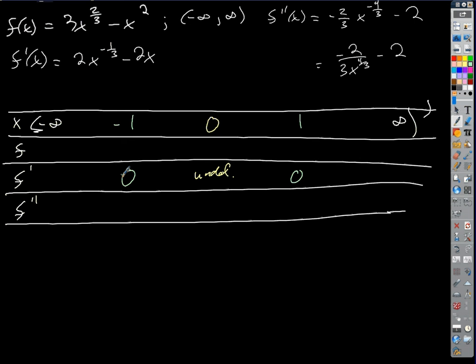Now we evaluate the second derivative at 1. Okay, let's evaluate the second derivative at those places. So at 1, what's the value of the second derivative? Negative. So it's negative, so what's that tell us? It's concave. There's a horizontal tangent line, and negative means it's a maximum.